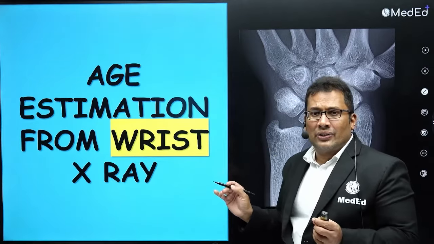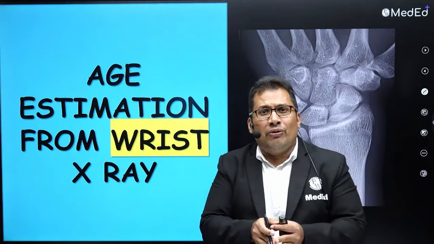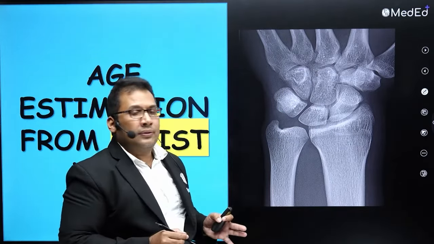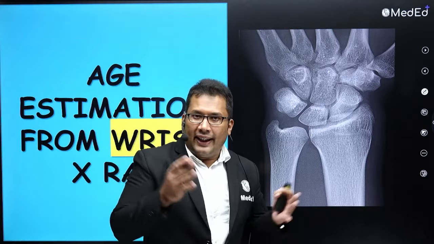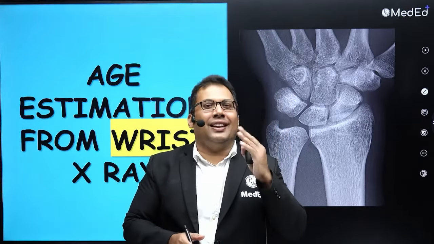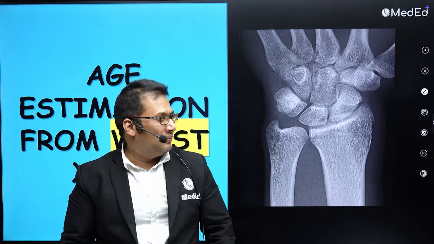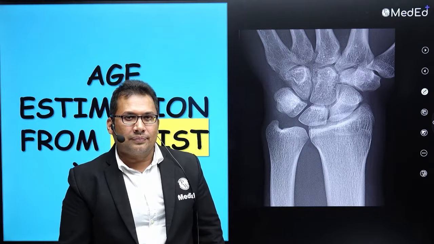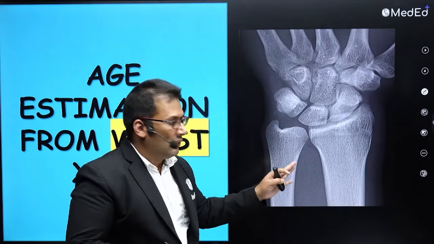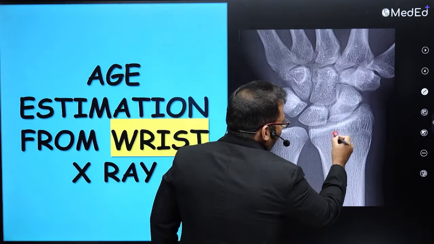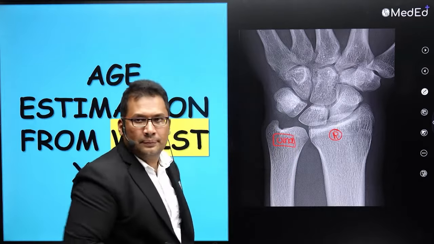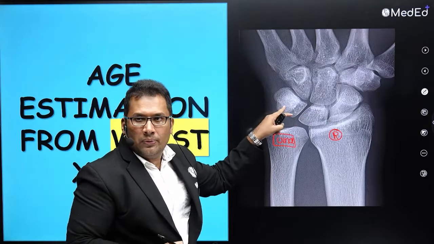Now let's discuss how to estimate age with the help of wrist X-ray. As you know, wrist joint. How many carpal bones are there? 8 carpal bones are there. How to remember? "She looks too pretty. Try to catch her." That is a mnemonic. So this is the wrist joint. You can see here. This is what? This is radius. This is ulna. Right? This is radius and ulna. You can see the distal row and you can see the proximal row.